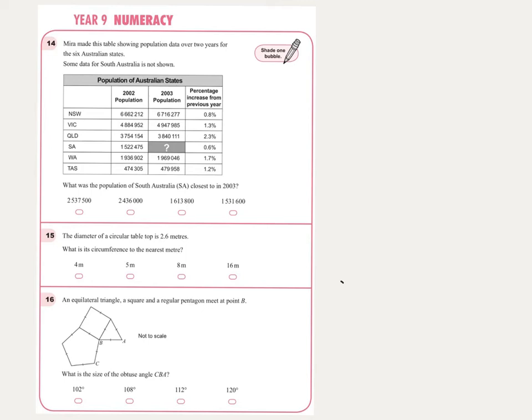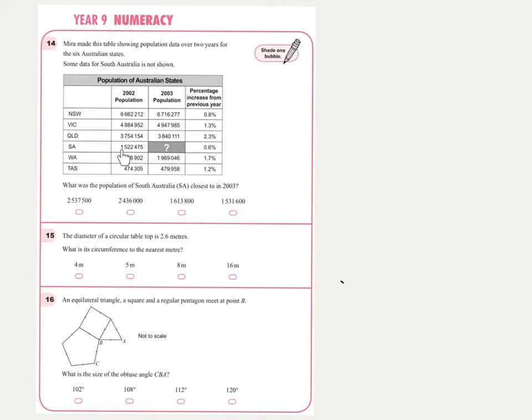Mira made a table showing population data over 2 years for the 6 Australian states. Some data for South Australia is not shown, which is this one here. What was the population in South Australia closest to in 2003? It is this one here. Again, you can use elimination to eliminate some possible answers. 0.6%, it's less than 1%.